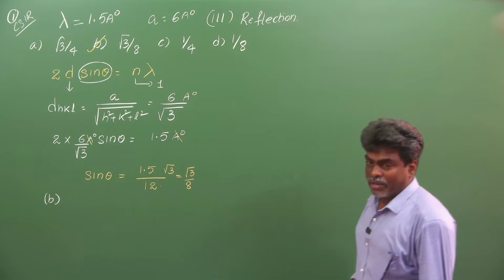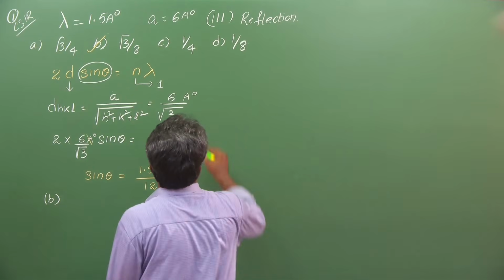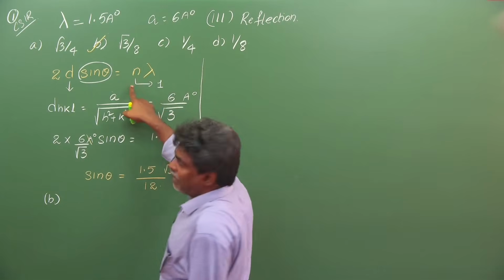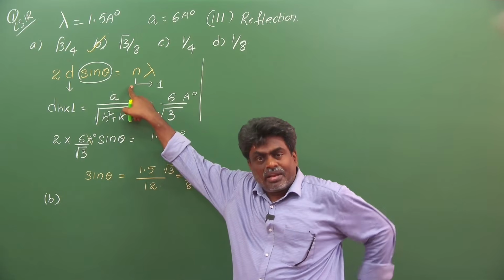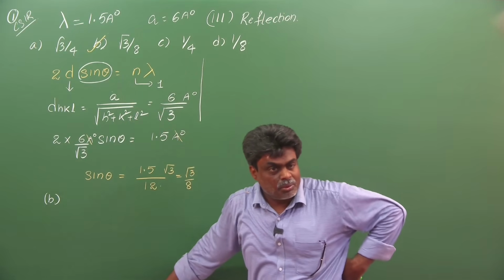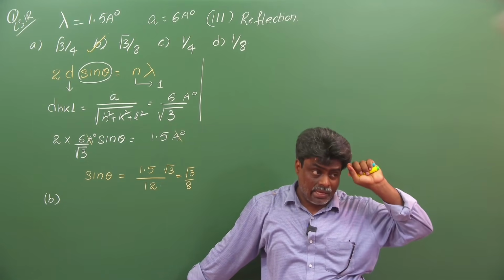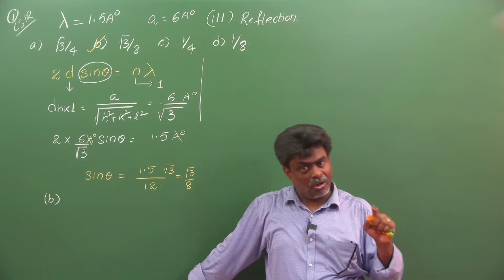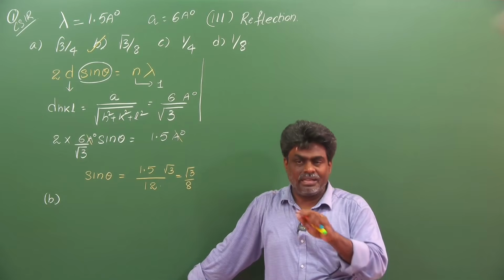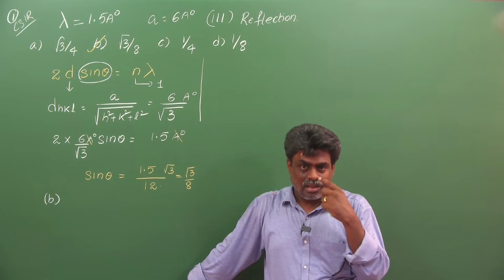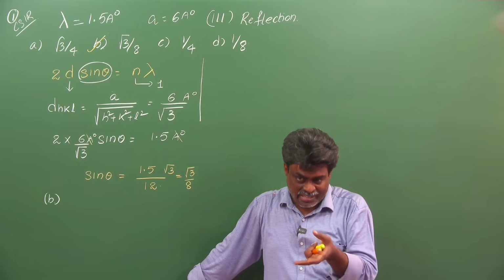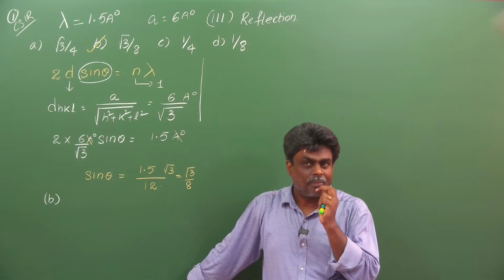And one more point I want to say. Listen, all of you. Here you are saying n is the order of diffraction. For example, they are asking you to find the order of diffraction. In the question, he didn't mention anything about order of diffraction. Always you have to take 1, that is, the first reflection occurs. I will tell you what is the meaning of first reflection, second reflection, just wait for a few minutes.